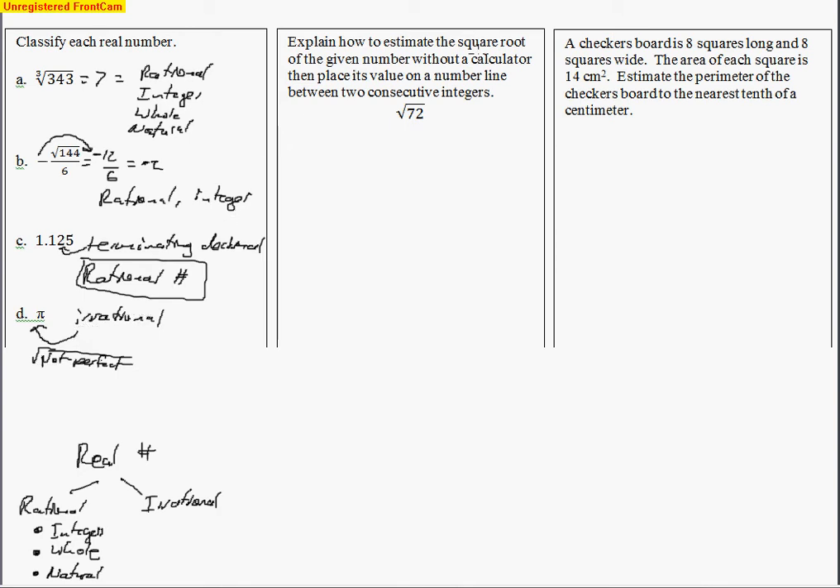Well, here they're asking us to estimate the square roots of these given numbers without a calculator and place its value on a number line between two integers. So the way we're going to do that is I have to show the steps this way. The square root of 72 is between what two perfect squares? That's my question, and it's between these two: 64, which makes 8, and 81, which makes 9.